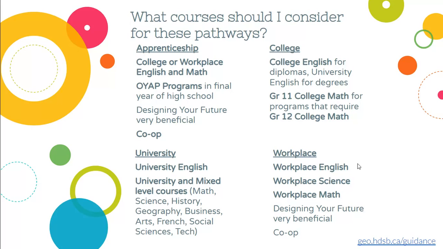For those students entering or planning to head towards university, we suggest university English as well as university and mixed pathway courses such as math, science, history, geography, anything really at the university and mixed pathway. And then in terms of workplace, if you're thinking about heading to the workplace directly after high school, we would suggest that you take workplace English, math, and science, as well as the Designing Your Future course that I mentioned earlier, as well as co-op.